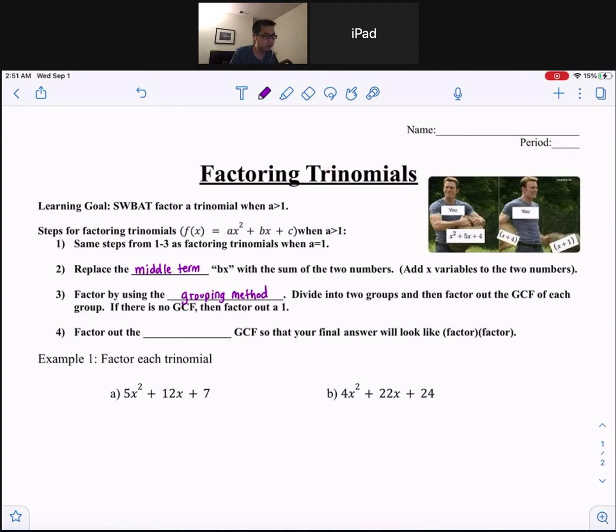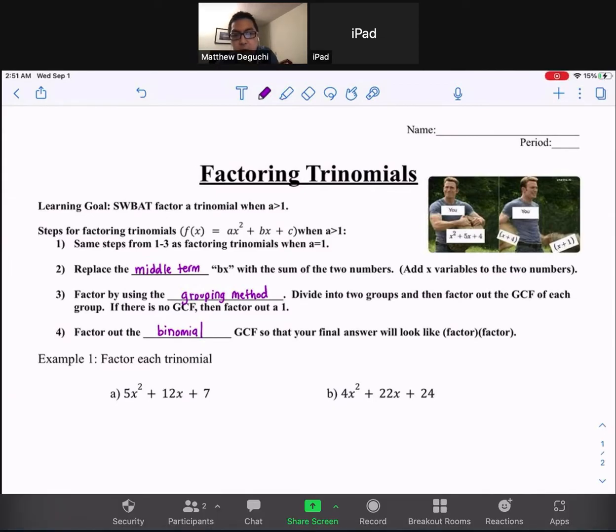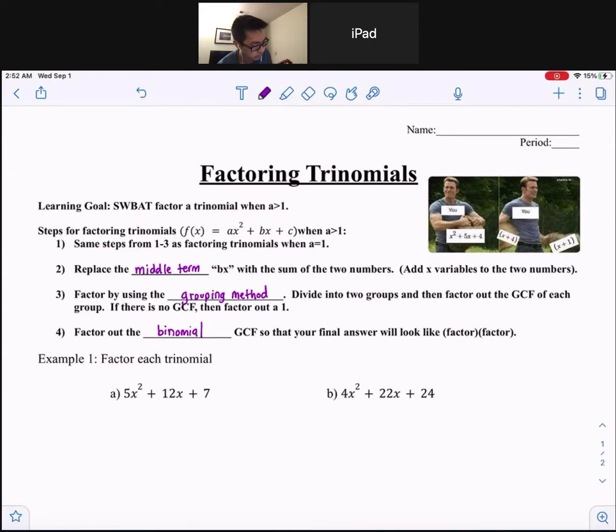Which is divide into two groups, then factor out the GCF of each group. If there's no GCF, then you guys factor out a 1. Next, step 4, you factor out the binomial GCF so that your final answer will look like a factor times a factor. So we're going to take a look at some of these examples so that you guys get more comfortable, you see some modeling, and then you go try it out for yourself.